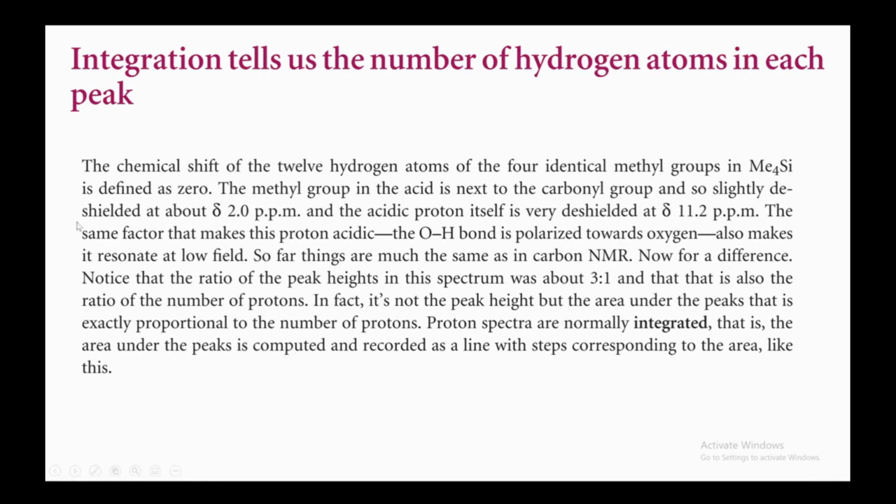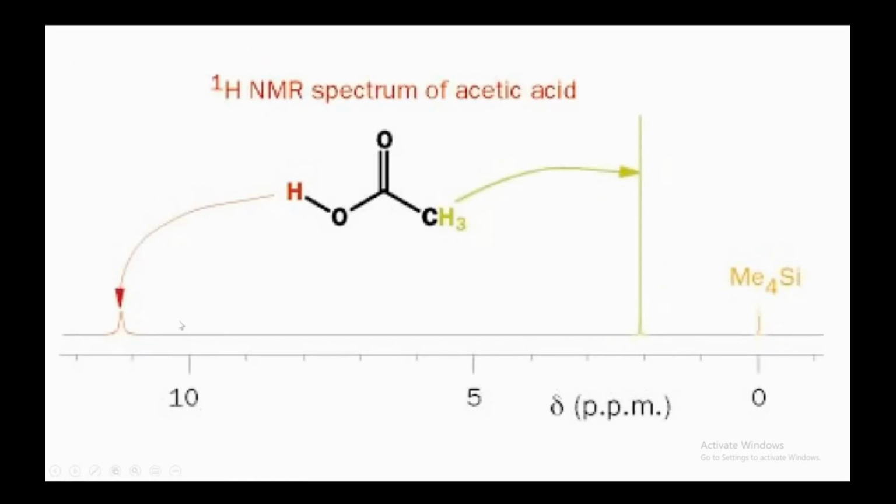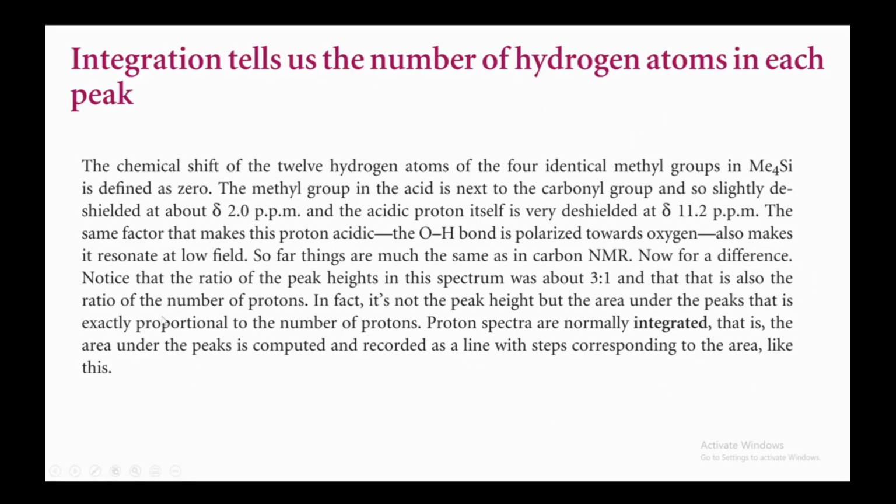Now for a difference, notice that the ratio of the peak heights in this spectrum was about 3:1. So if you can see, the height of this hydrogen is smaller compared to the height of this signal of protons. The more the number of hydrogens, the higher will be the length of the signal, and the smaller the number of hydrogens, the lower will be the length of the signal. As this signal corresponds to 3 hydrogens, its height is 3 times more compared to this red hydrogen that belongs to the OH group. 3:1, and that is also the ratio of the number of protons.